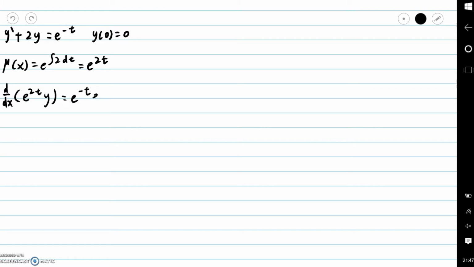The differential of e to the power of 2t y equals e to the power of minus t times e to the power of 2t. We integrate the right side to get rid of the differential.